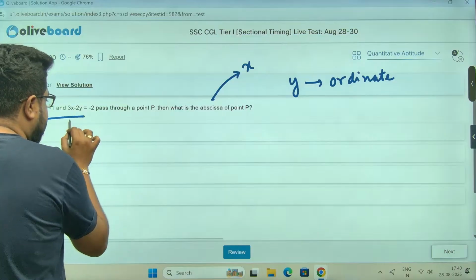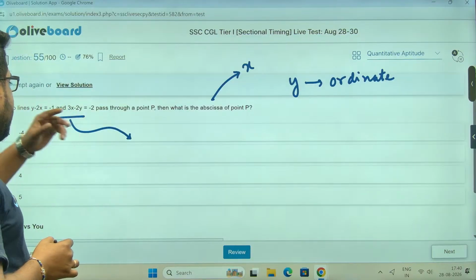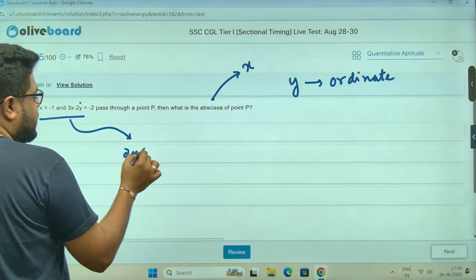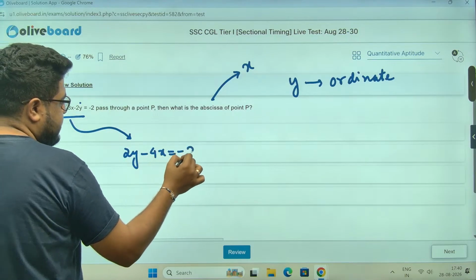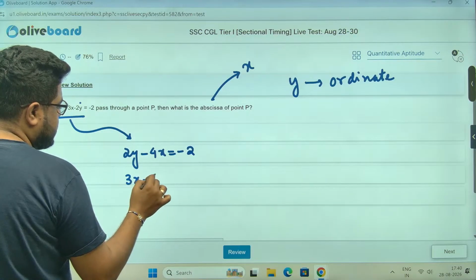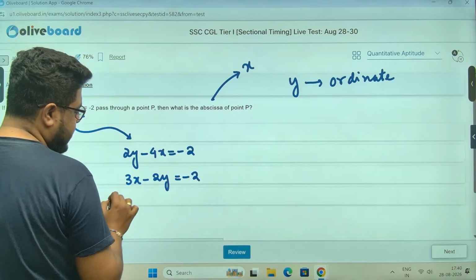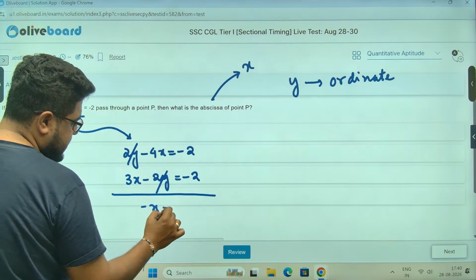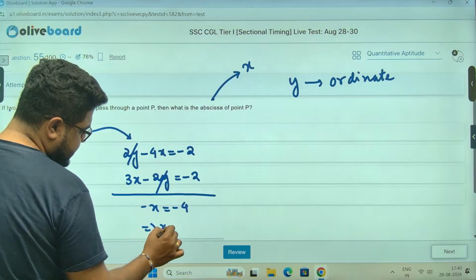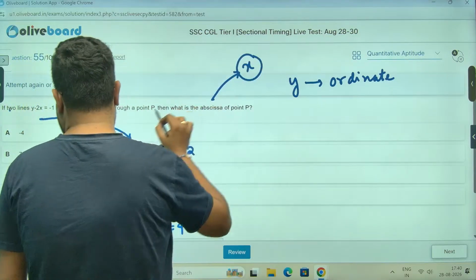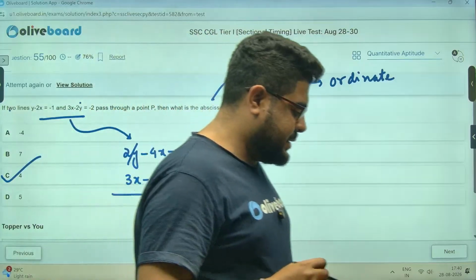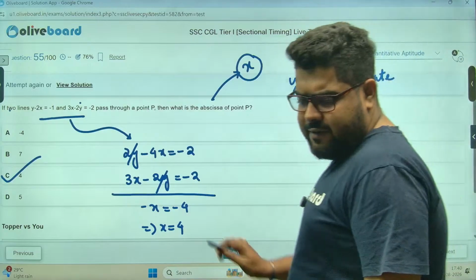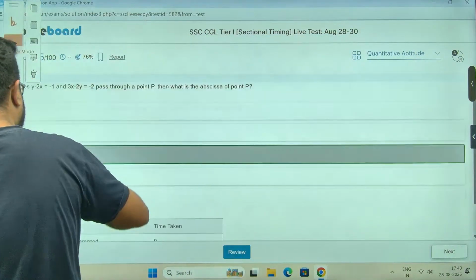In order to find that point, I will solve these two equations. This is 2y, this is y, so I'll multiply the first equation by 2. 2y minus 4x is minus 2, and this is 3x minus 2y is minus 2. The second equation I will not change. Add these two equations. Minus 4x plus 3x, meaning minus x, is minus 4, sir. So x is 4. That is the abscissa, the x coordinate. So option C, 4, is the correct answer, sir. Again, a very simple question. Next one, please, sir.